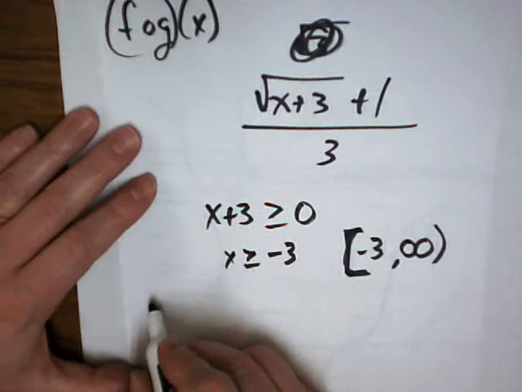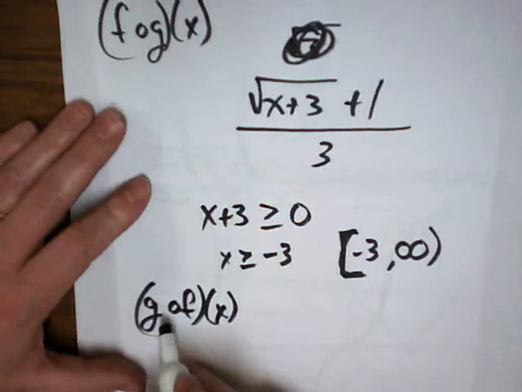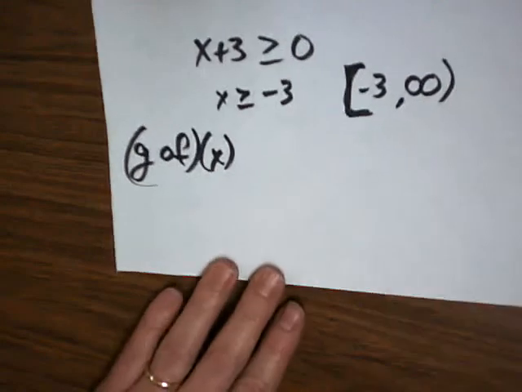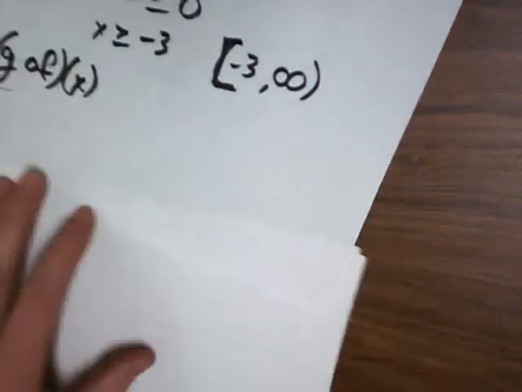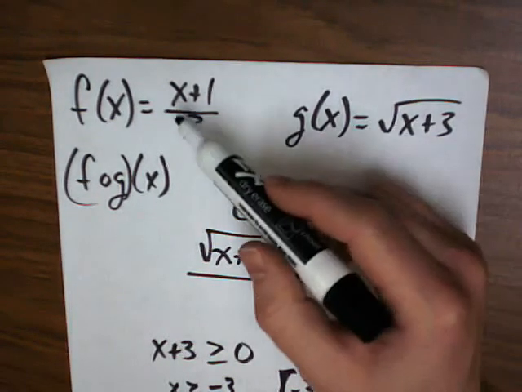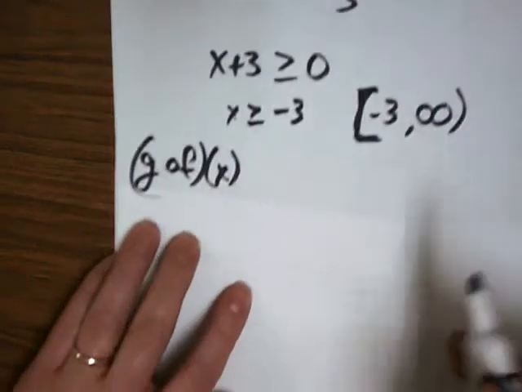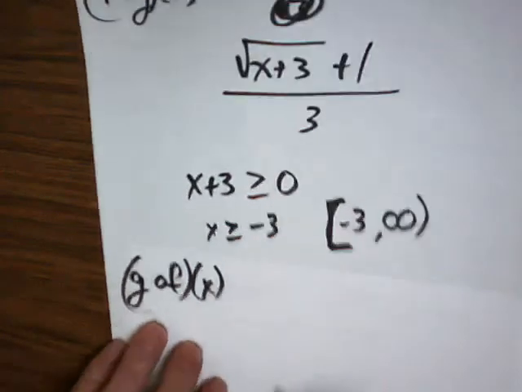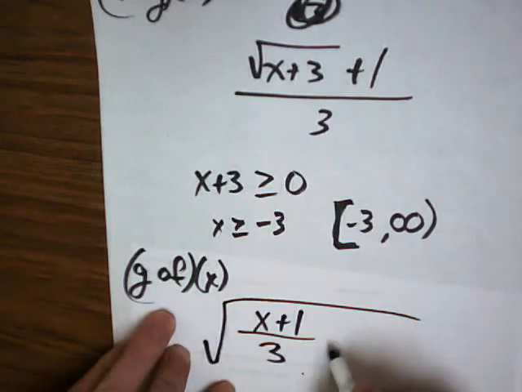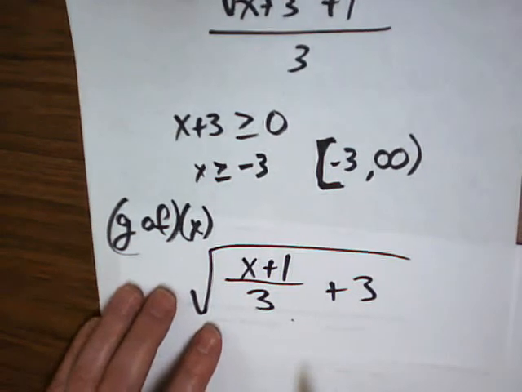What would it be if it was flipped? g composed with f. Well, that means you take f of x and plug it into g. So f of x is this, and that x right there becomes (x plus 1) over 3. So it gets replaced. You take f of x, and that becomes the x value in g. Okay, so there's what you got there.